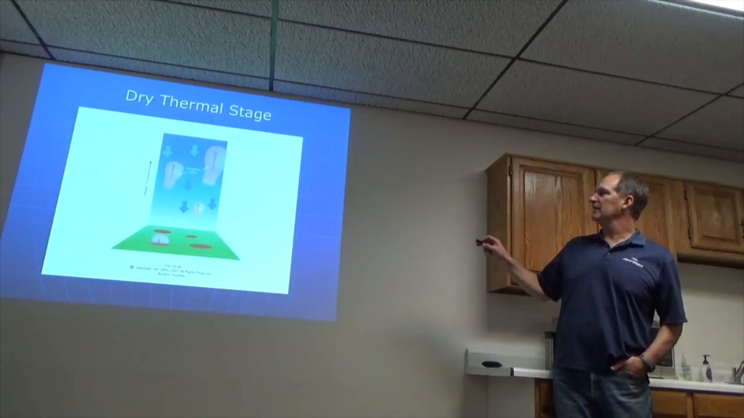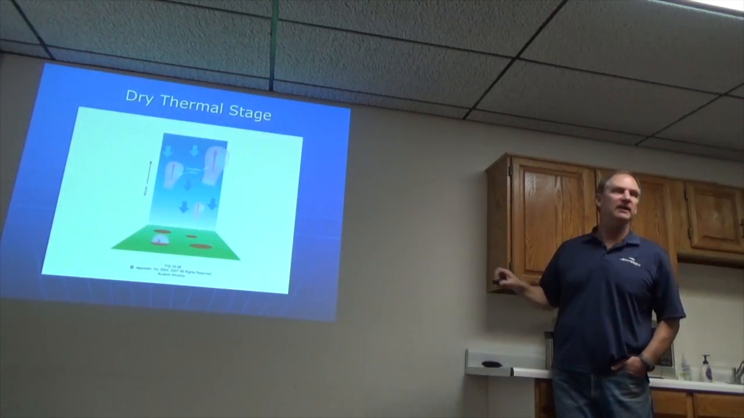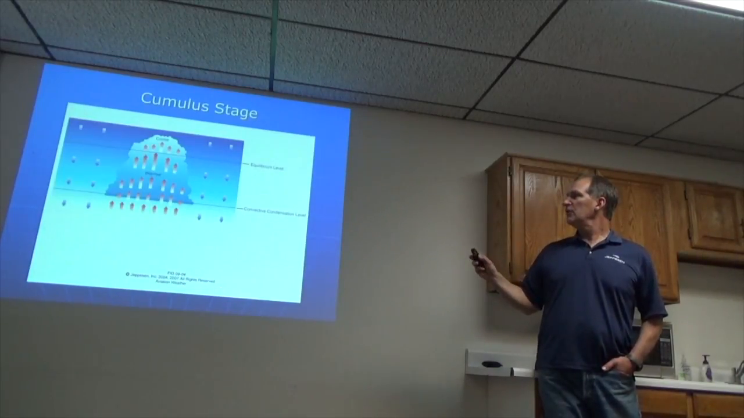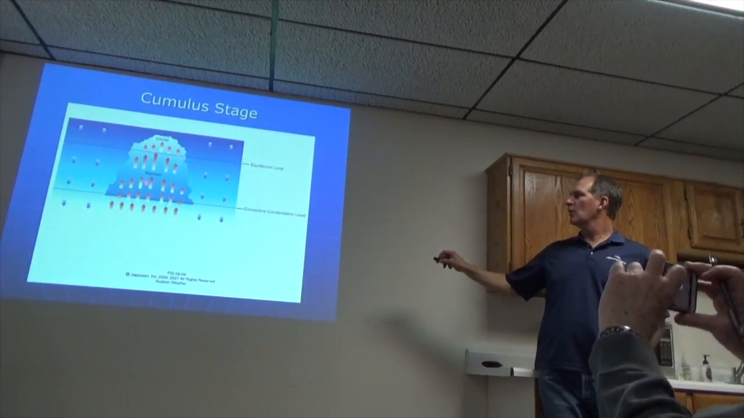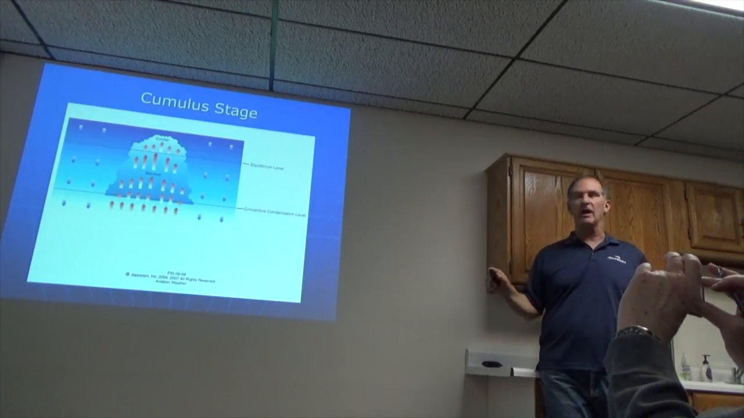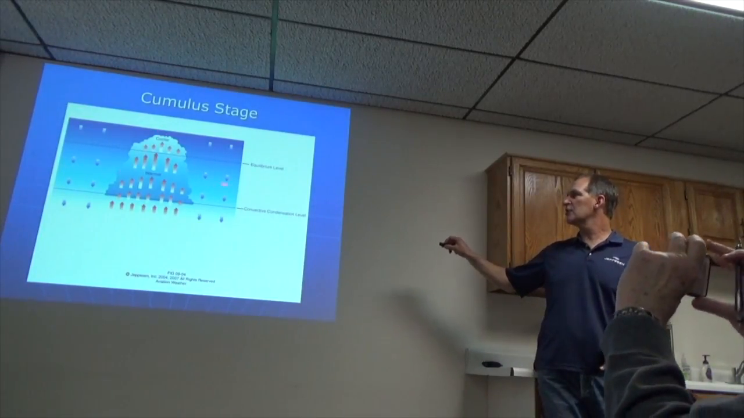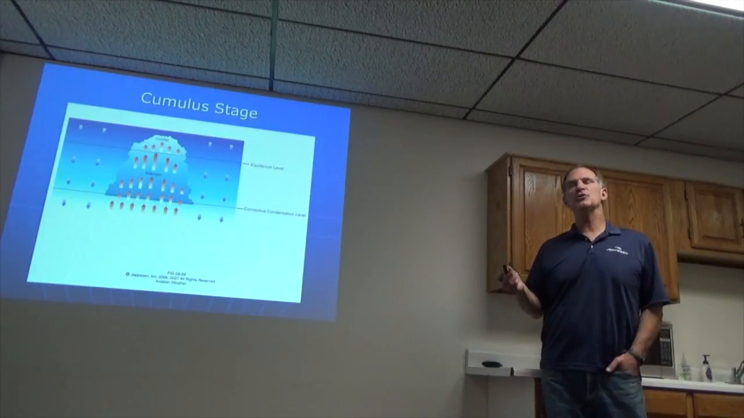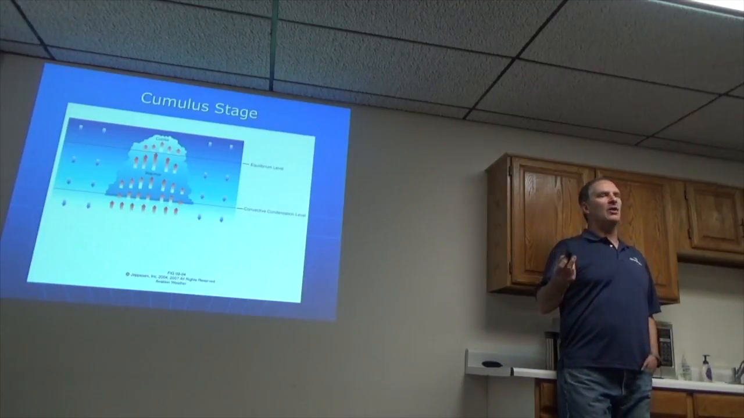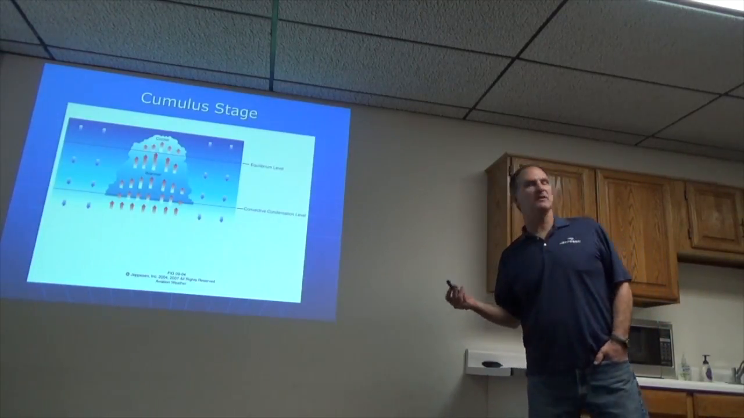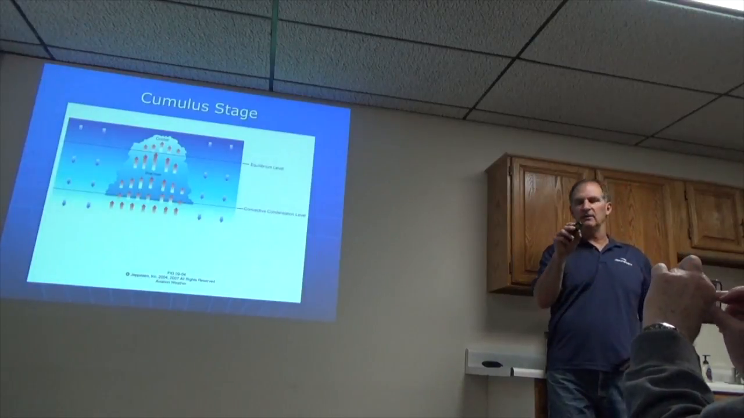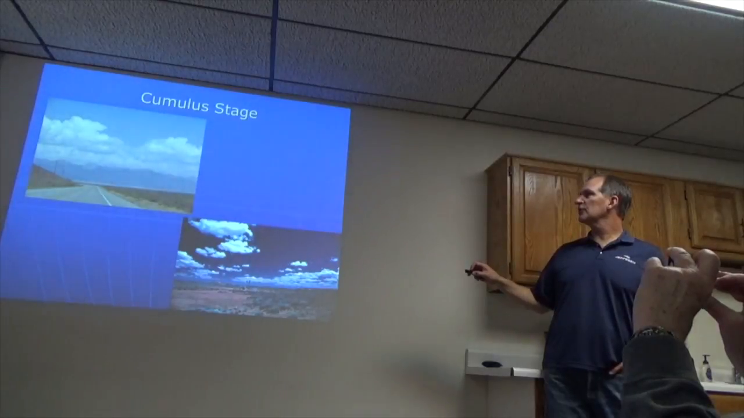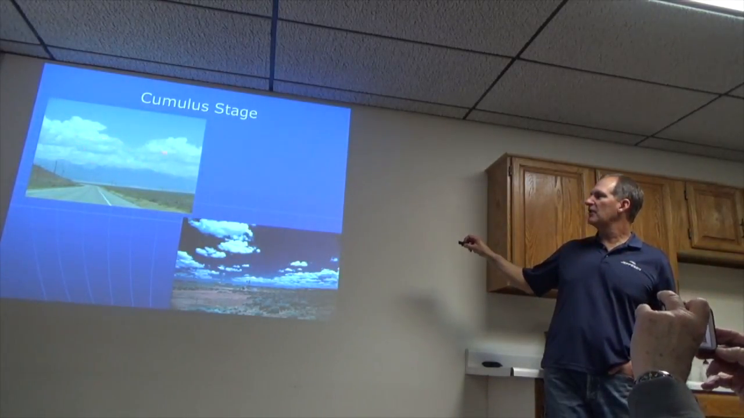In the dry thermal stage, again, just pockets of air bubbling up because they've been heated at the ground. Cumulus stage, again, everything is going vertically in the cloud itself. We may have descending air on either side of the cloud, but in the cloud itself we have all rising air. Those motions are generally pretty mild, 500 feet, maybe 1,000 feet per minute, in that kind of developing cumulus cloud. Here are some pictures of cumulus developing over the mountain ranges.